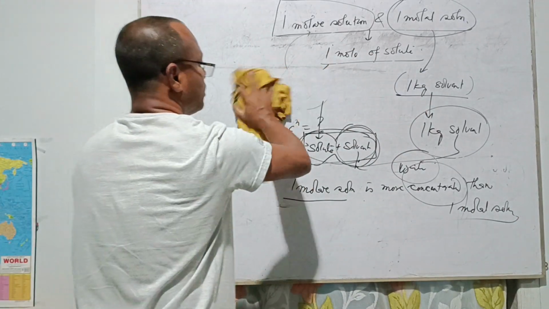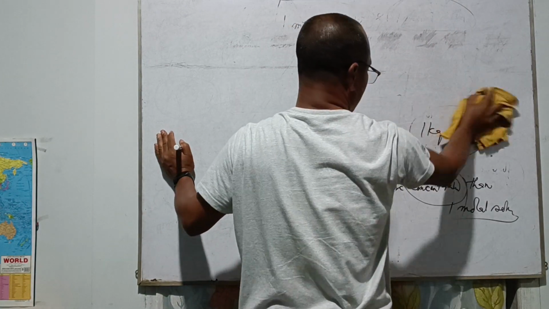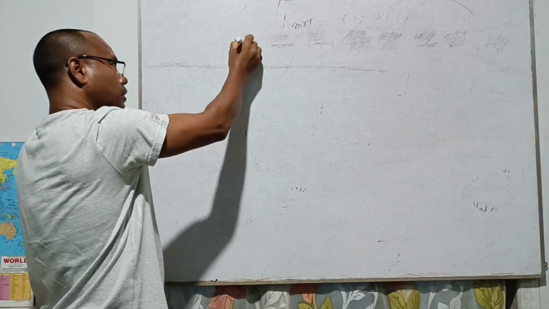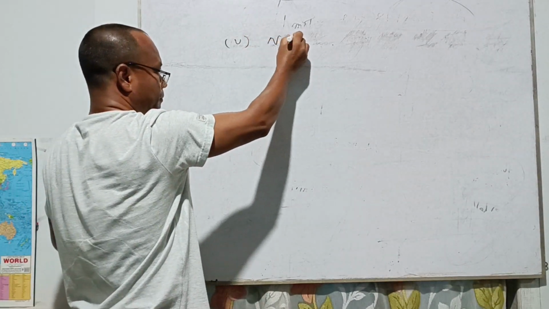Next. Number 5. I think number 5, no? Number 5. There is normality.